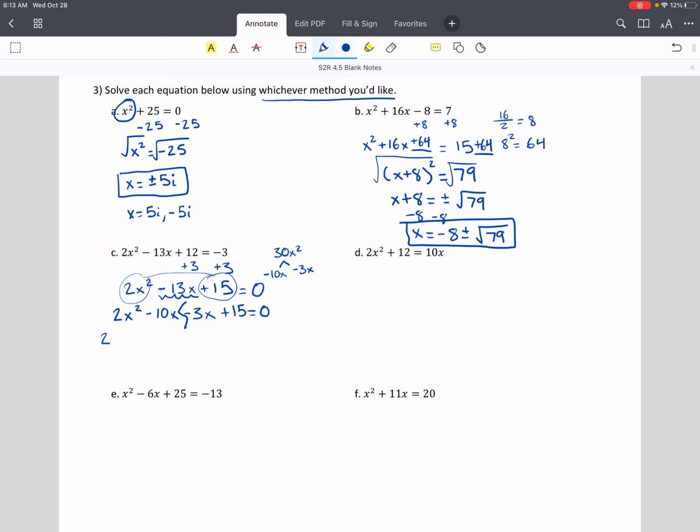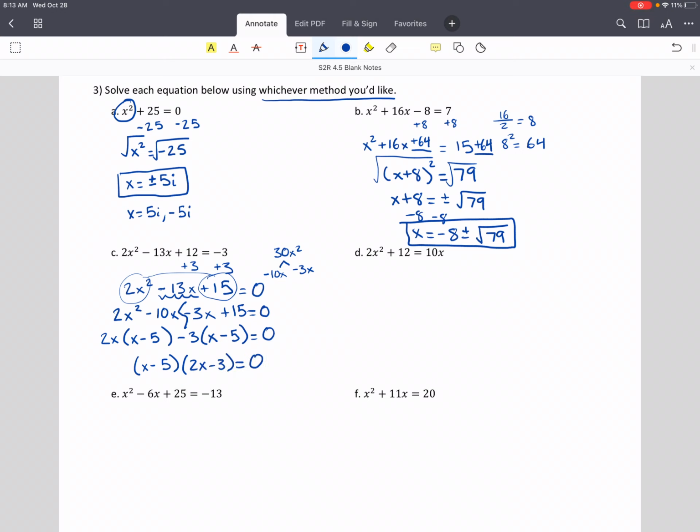And now I can factor by grouping. The GCF of the left side is 2x times x minus 5. The GCF of the right side is negative 3. And then I factor that out and get x minus 5. So now when I factor out x minus 5 from everything, I'm left with 2x minus 3.